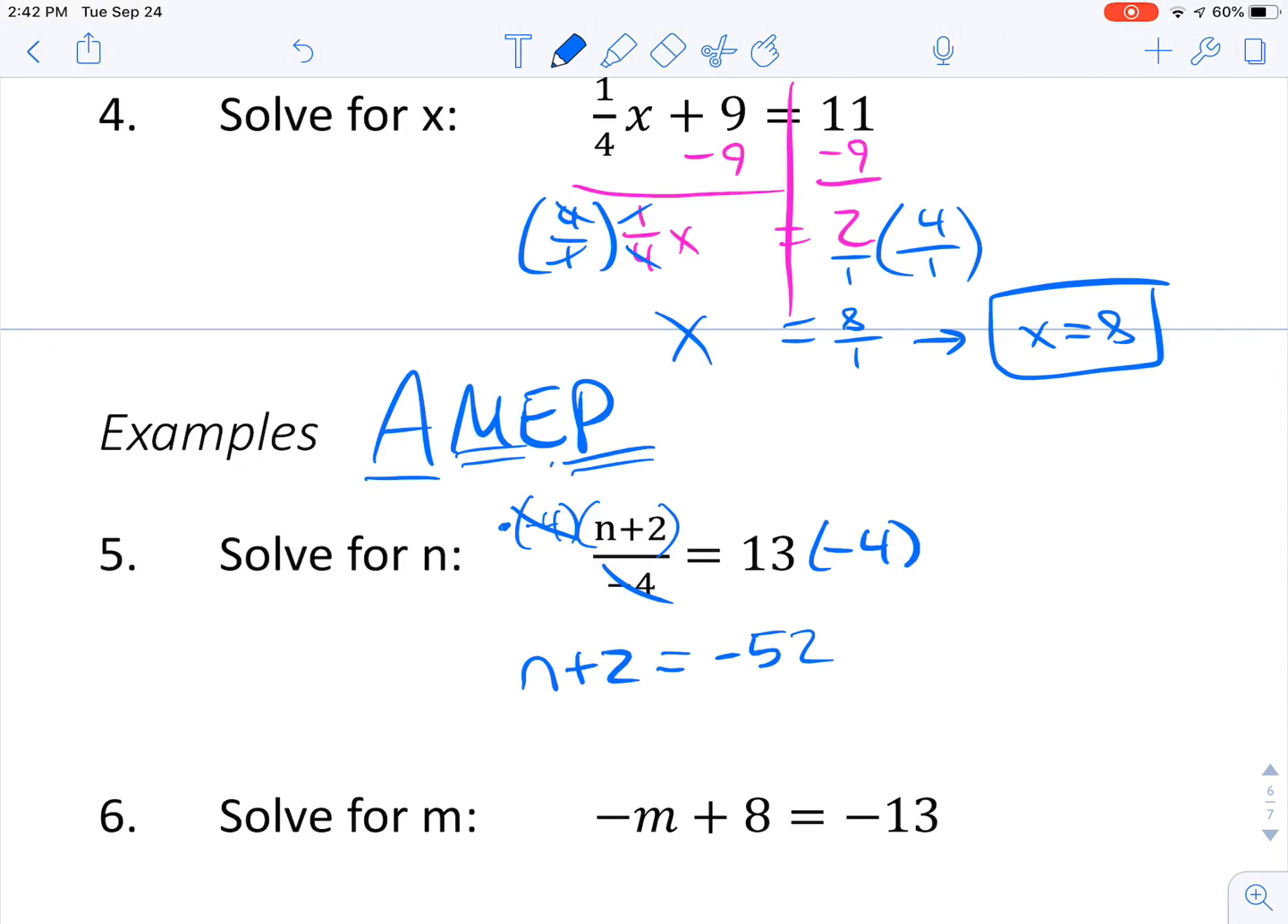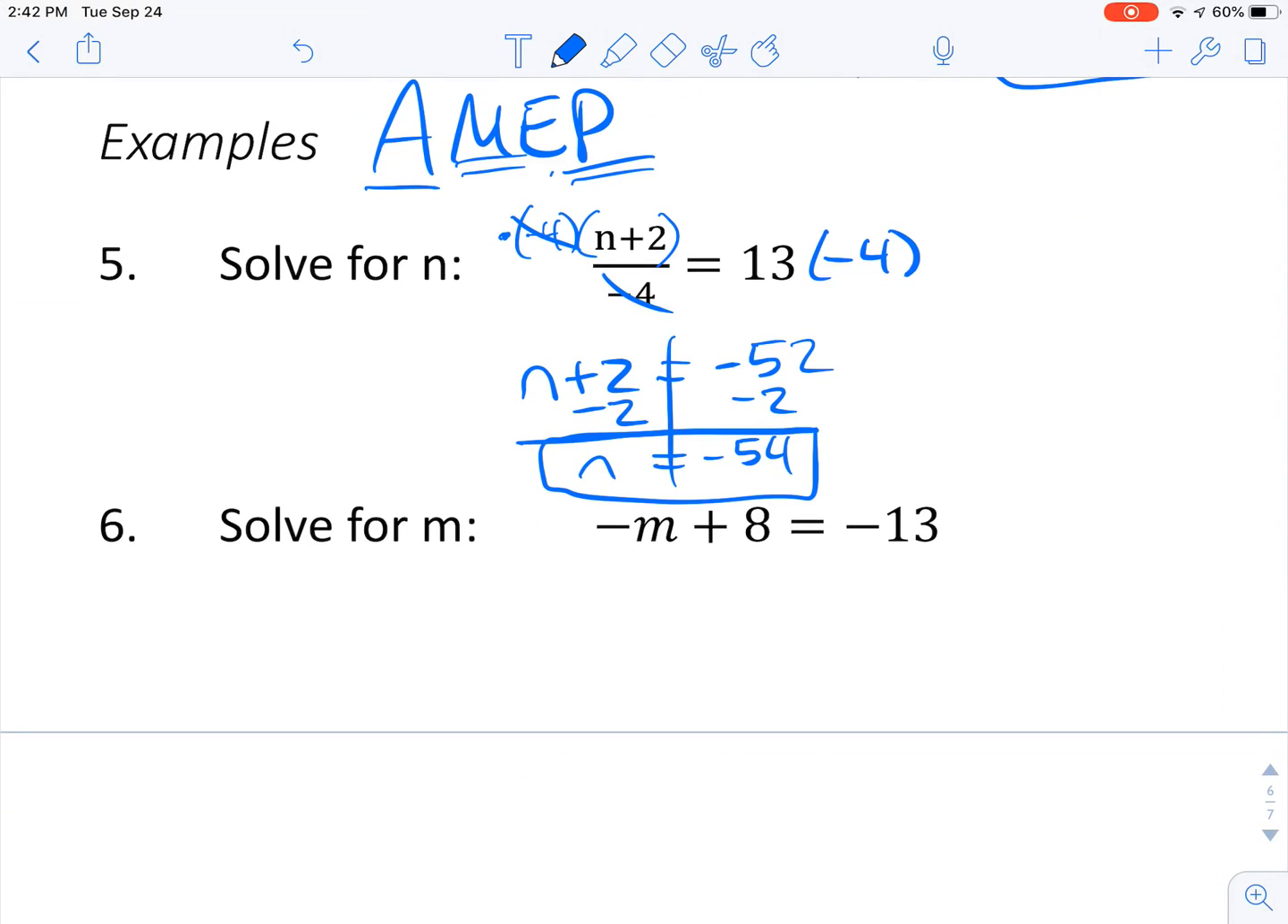So we're out of parentheses. There's no parentheses in this problem, so we're just going to subtract. Subtract the 2, subtract the 2, n equals negative 54. So there were implied parentheses in that problem, but once we multiply both sides by negative 4, the parentheses went away, and then we were able to just use addition and subtraction.